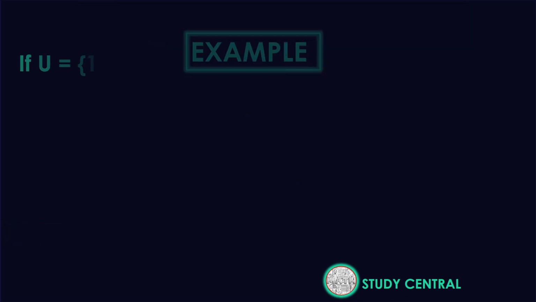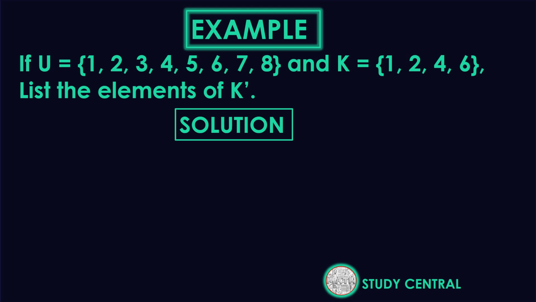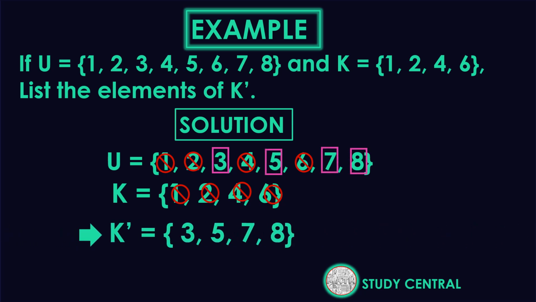Here is another example. If U contains 1, 2, 3, 4, 5, 6, 7, and 8, and K contains 1, 2, 4, and 6, list the elements of K complement. What we need to do is to look for the elements that are in the universal set but are not in K. 1, 2, 4, and 6 are in both sets. However, 3, 5, 7, and 8 are in the universal set but are not in K. So the elements of K complement are 3, 5, 7, and 8.